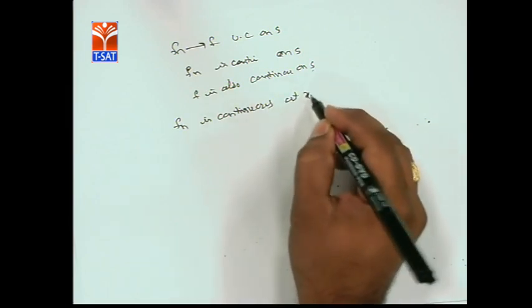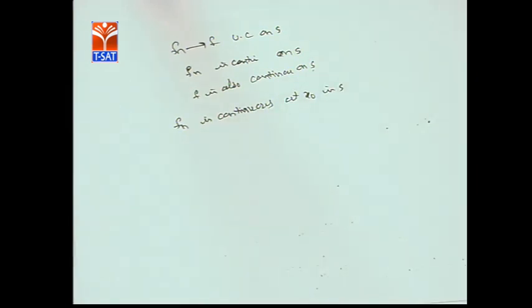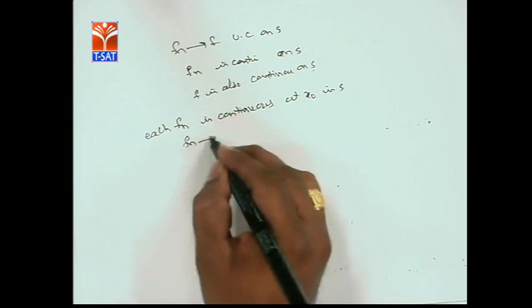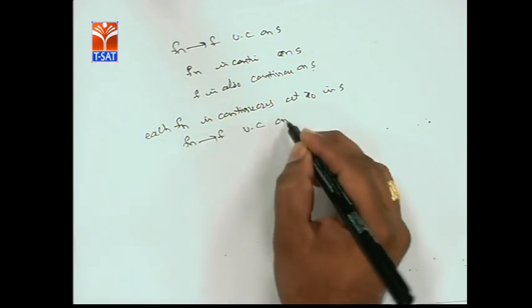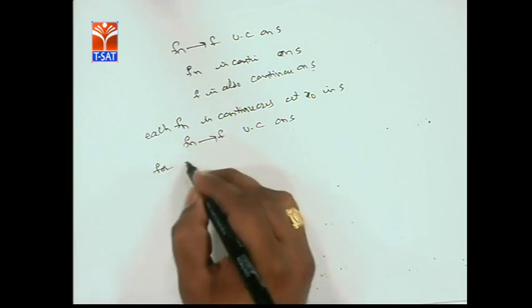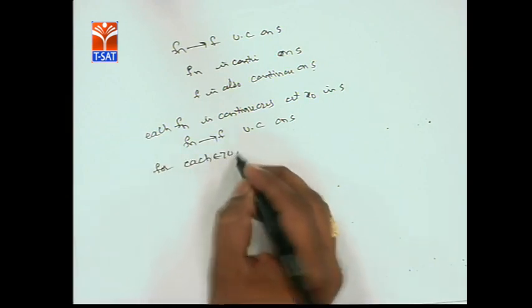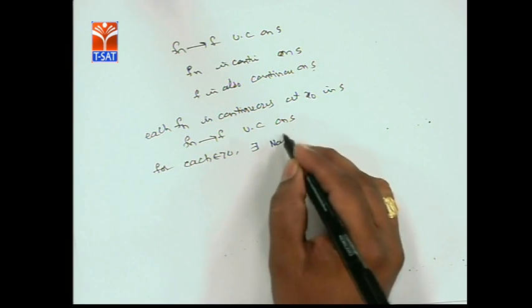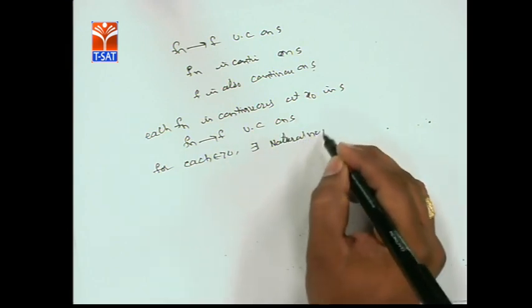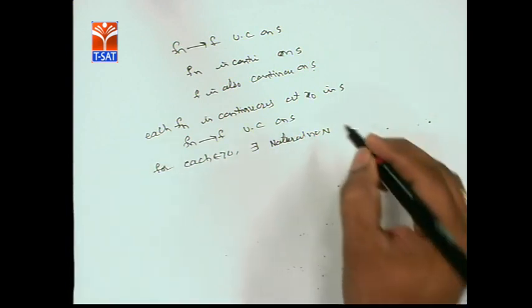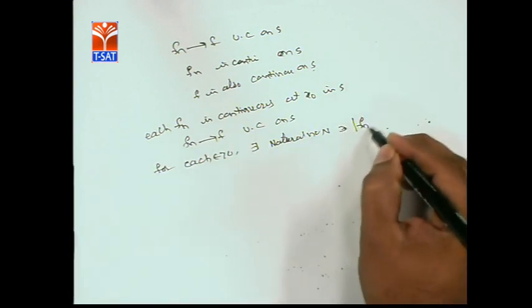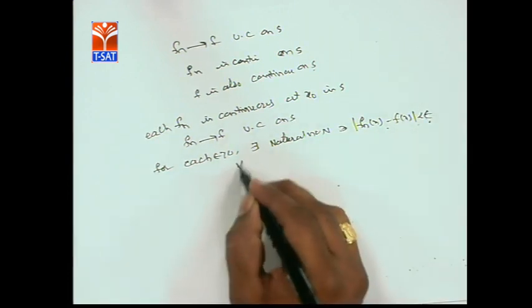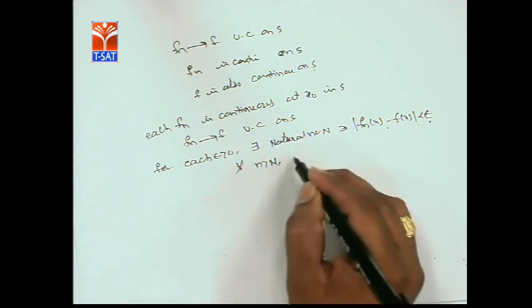at x naught in S. Here x naught in S, each fn is continuous and fn converges to f uniformly on S. That means, by the formal definition, for each epsilon greater than 0, there exists a natural number N such that mod fn of x minus f of x is less than epsilon for all n greater than N and x belongs to S.